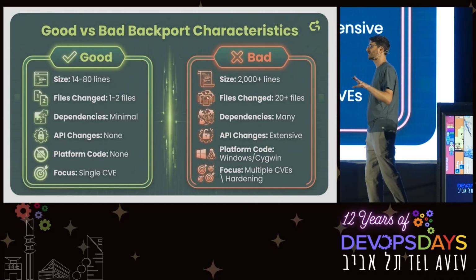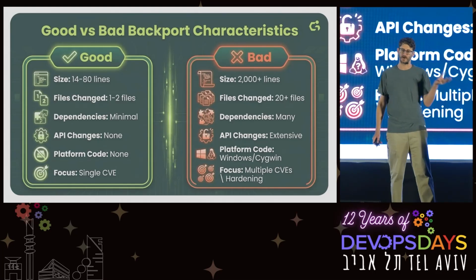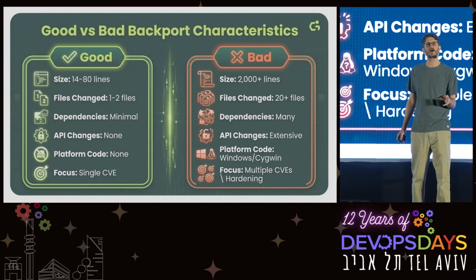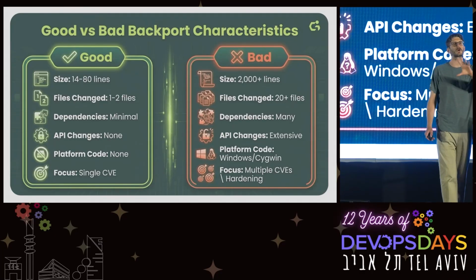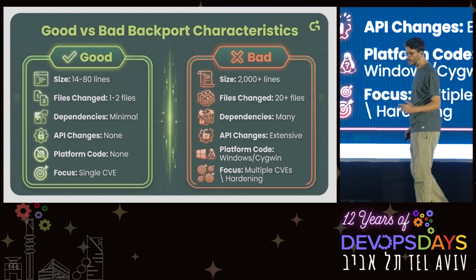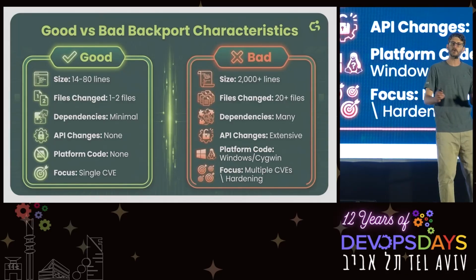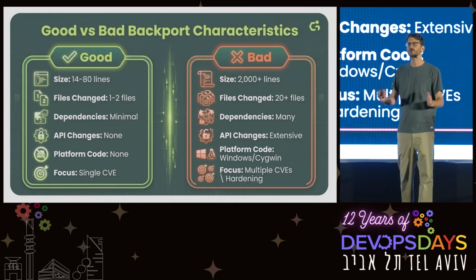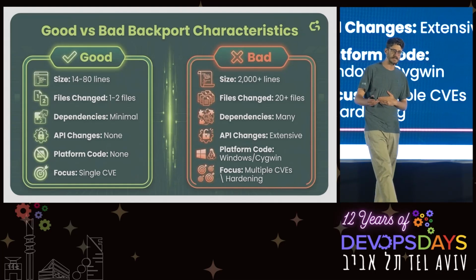So how can we then know whether or not there is a good or bad backport when you come to review it or write it? So we basically have a few things. Size, it should be minimal lines, and it should be minimal amount of files changed. Dependencies, we shouldn't try and introduce new dependencies into this, because that could again introduce new breaking changes. API changes and platform code, none. Just none. Make sure that you aren't ever breaking that type of the contract inside the API, and make sure you're not introducing platform code. And focus on a single CVE.